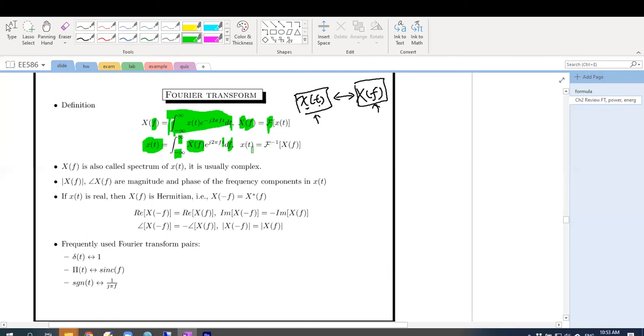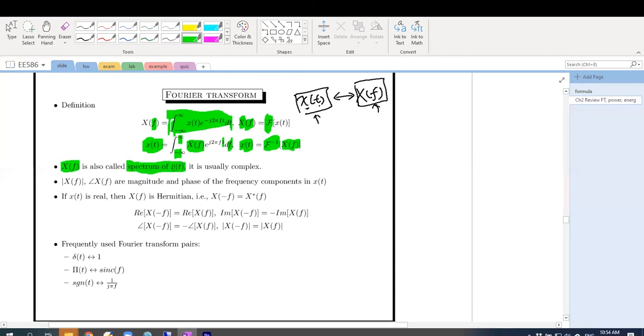In notation, x of t can be written as the inverse Fourier transform. This is called the inverse Fourier transform. The argument is X of f, in square brackets. Curly F is the Fourier transform, and curly F inverse is the inverse Fourier transform. Both are operations. X of f is called the spectrum of x of t.